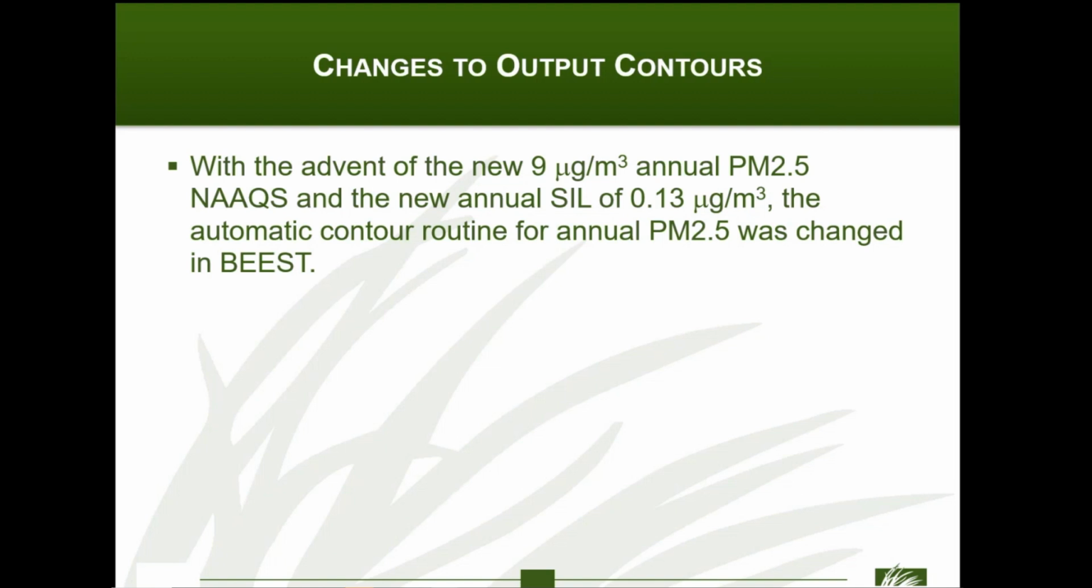So as we are all aware, EPA recently dropped the annual PM 2.5 standard from 12 micrograms per cubic meter to 9 micrograms per cubic meter. And they've also come out with a new recommended sill of 0.13 micrograms per cubic meter. So with those two changes, we have updated the automatic contour routine for annual PM 2.5 in BEEST.